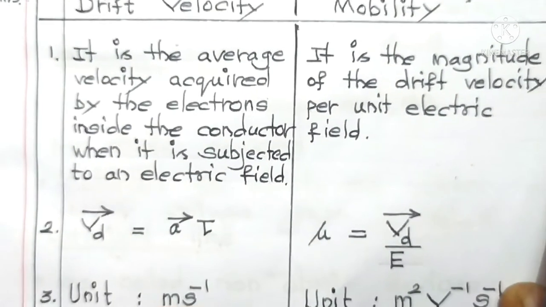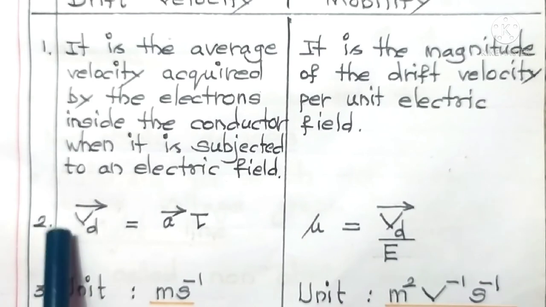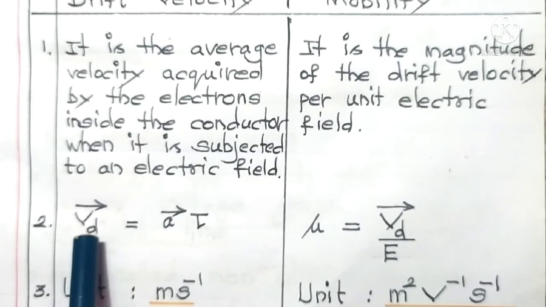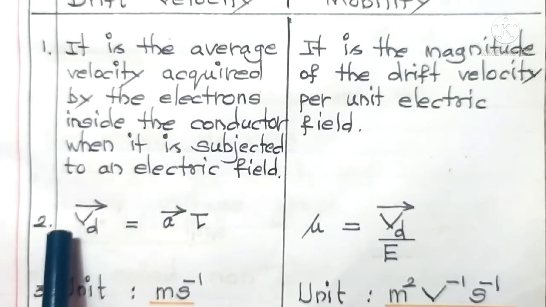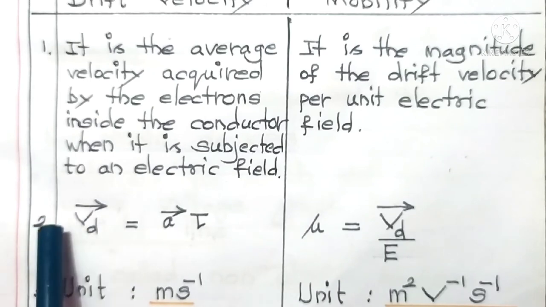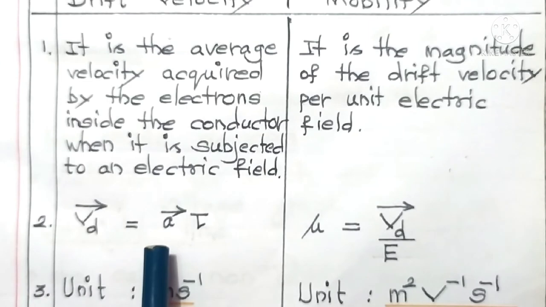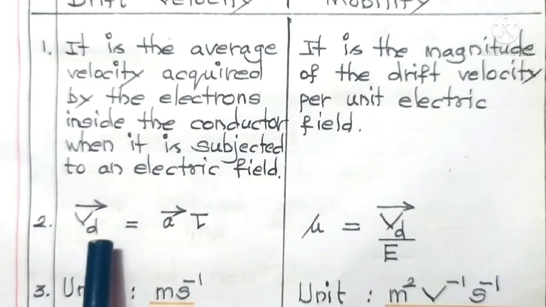Second point is the expression for drift velocity. Capital V stands for velocity and the subscript, a small letter d, stands for drift. Moreover, drift velocity is a vector quantity, so the vector symbol is placed above the letter V. So Vd vector is equal to A vector into tau. Here A is nothing but acceleration. So Vd vector is equal to A vector into tau. This is the expression for drift velocity.